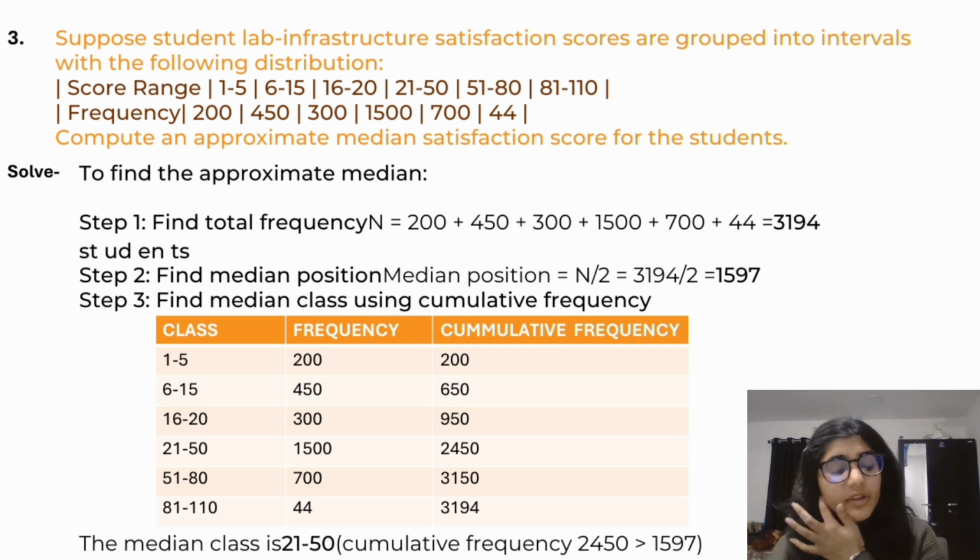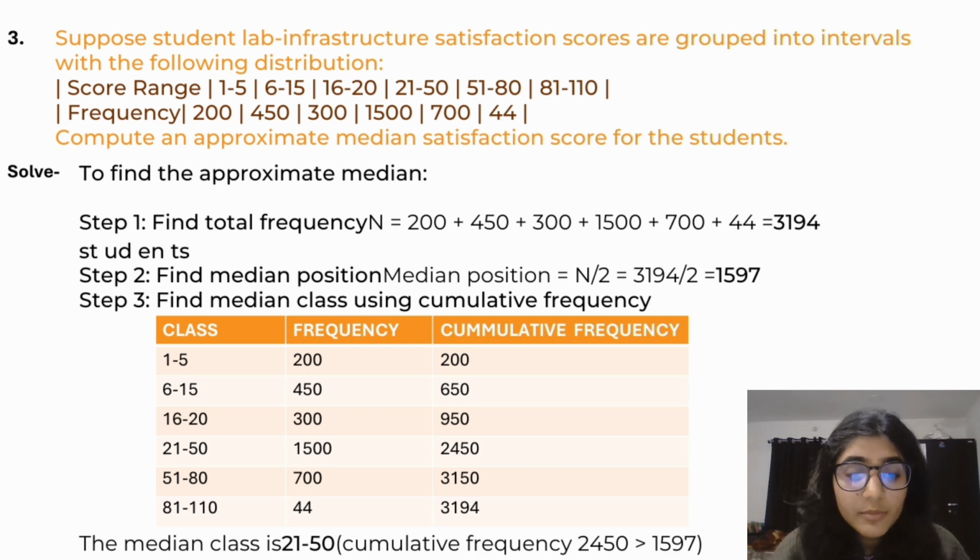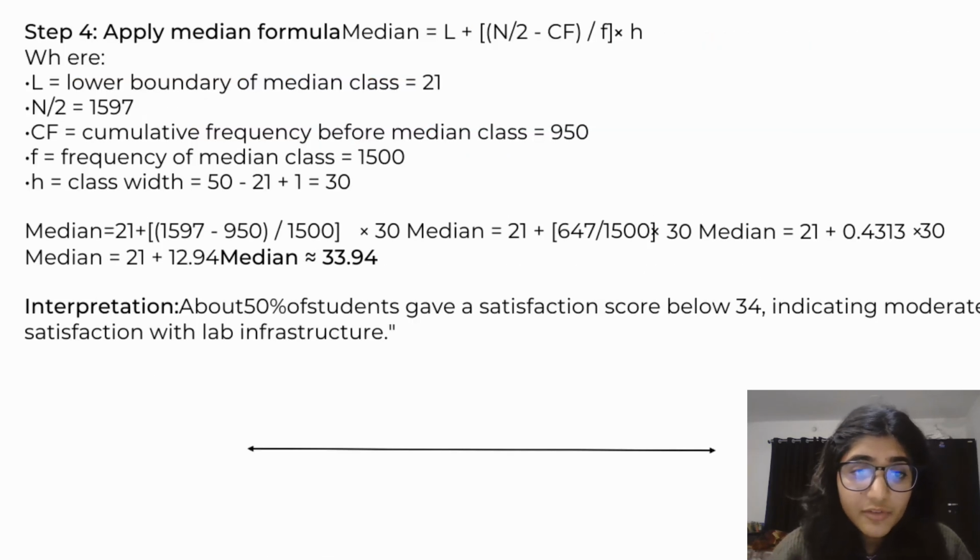So the cumulative frequency will be 2450, which is greater than 1597, which was our median position. So now step 4 is to apply the median formula. The median is L plus n by 2 minus cumulative frequency upon frequency, and the whole will be multiplied by h. H here is class width.